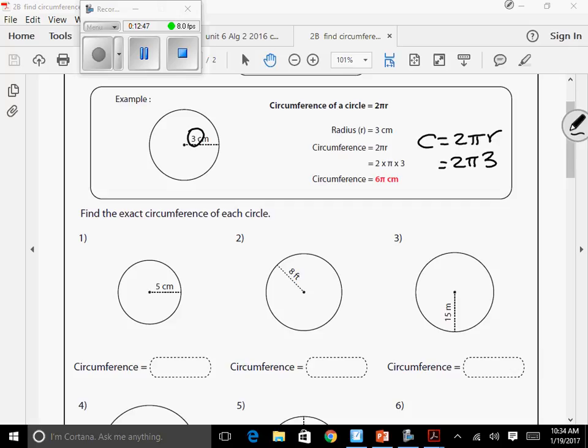And then the last part is, because we're going to leave the answer in terms of pi, in other words, how many 3's go around this circle? In this case, we just multiply the 2 times 3 to get 6. We're saying we have 6 pi's that go around that circle.